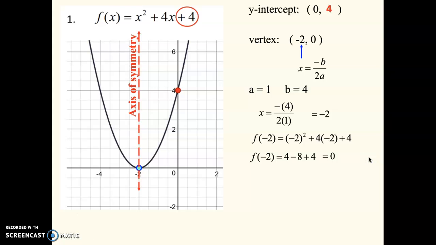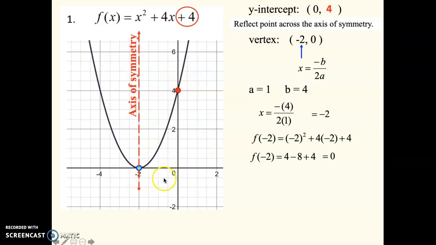The axis of symmetry is a vertical line that passes through the vertex. And the cool thing about your axis of symmetry is every point on the right half of your graph reflects across the axis of symmetry to create a point on the left half. For instance, the one point that I have right now is the y-intercept. I can reflect that across the axis of symmetry.